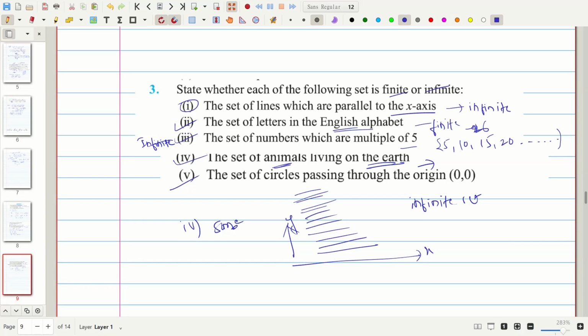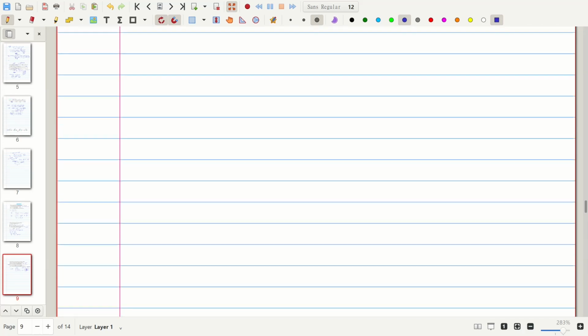Suppose you take the origin here. By passing through this origin we can draw many circles. I can draw like this, like this, like this. So by passing through the origin I can draw many circles. Therefore this is an infinite set. Understood? Go to the next problem.